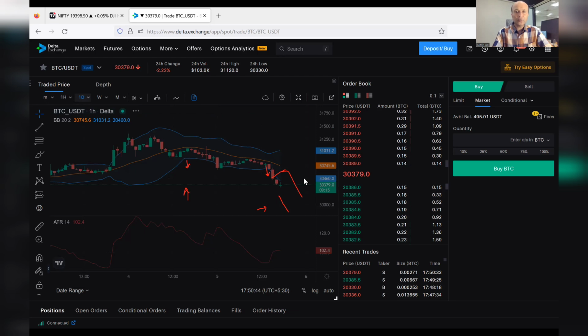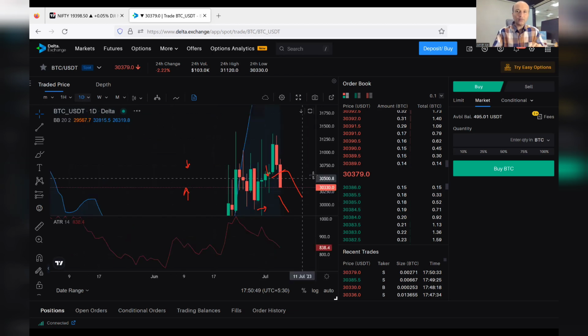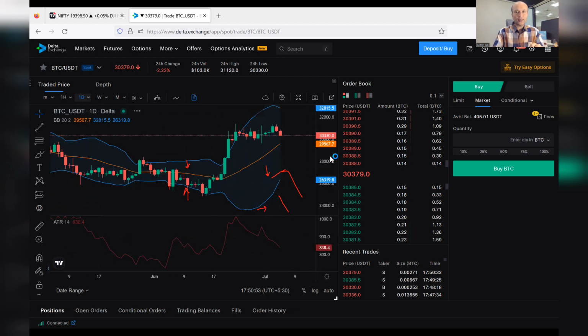what is the overall range of the market on the daily basis. So the daily chart will help us to understand the daily range of the market. So on the daily basis, the movement is 838 points, within which it is consolidating. So basically 800 to 900 points of movement happens on Bitcoin on an average daily basis.